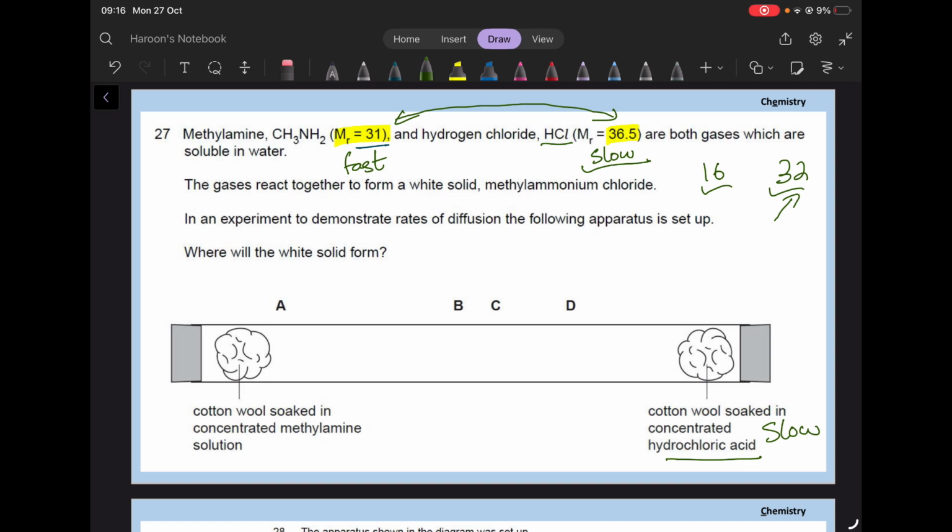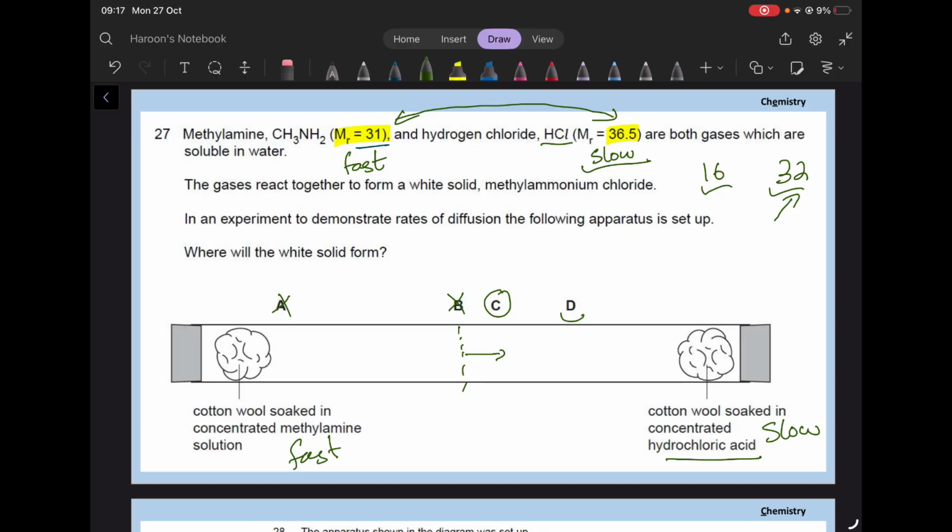So A is definitely out. This is faster, so it won't be closer to this. And B seems like exactly in the middle, so B is out as well. You see, C looks like a logical option because I think this is the middle. You can check it with the help of a ruler as well. C is actually closer to HCl, but not too close.